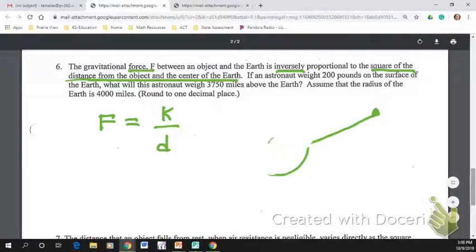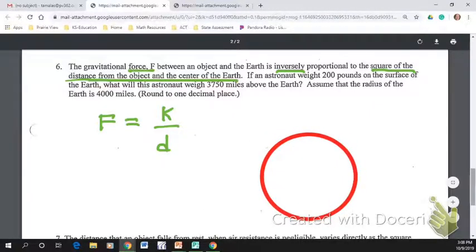Okay, so let me draw this a little bit bigger. The radius is 4,000 miles, so from here to here is 4,000. And then from there to the astronaut, it's 3,750. So it'd be 7,750. That's your total distance, so that's your D. Now, if your astronaut is on the surface of the Earth, it's only 4,000. But if your astronaut is clear out here, it's 7,750. You put those two together to get the total distance.